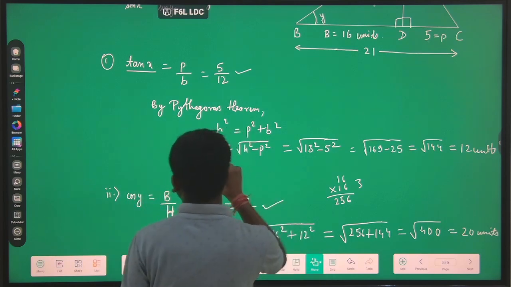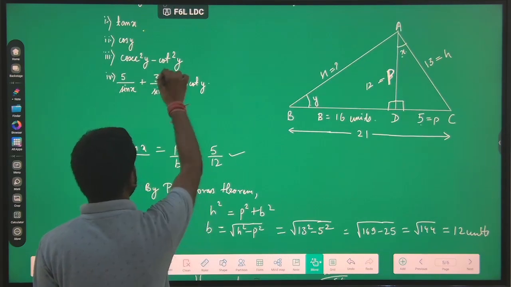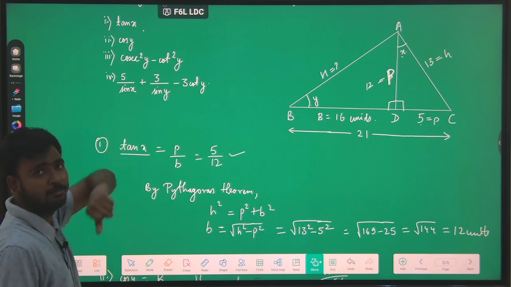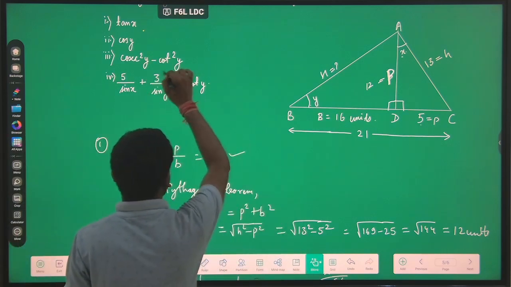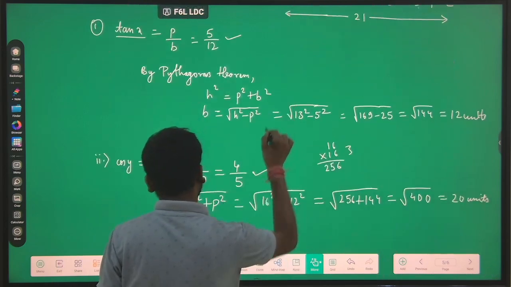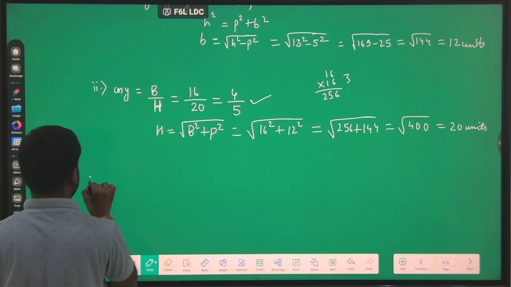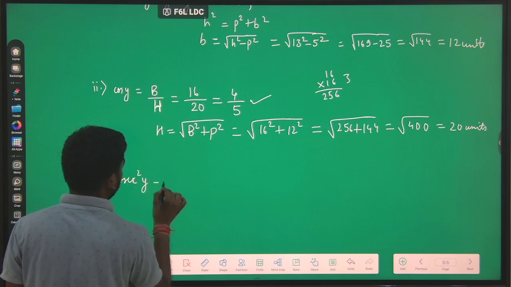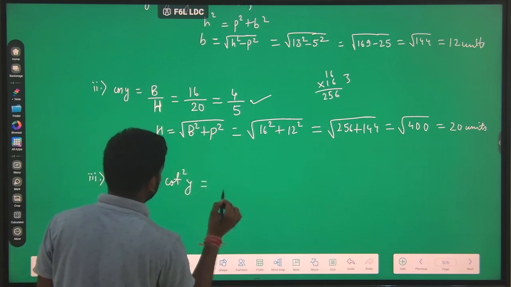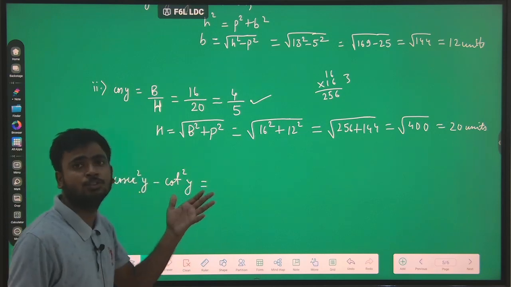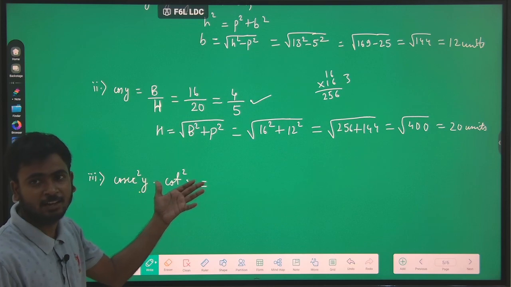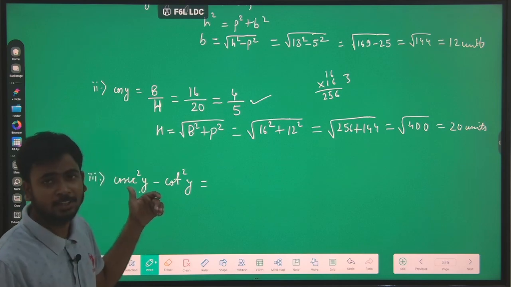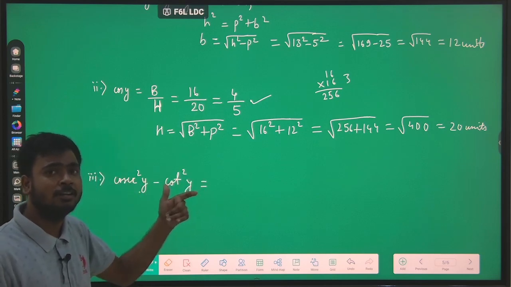Now we are moving to our third question. We have to find the value of cosecant of angle Y to the power 2 minus cotangent of angle Y to the power 2. Both are for angle Y. What will be the cosecant of angle Y? It is the reciprocal of sine of angle Y. What is sine of angle Y? It will be equal to P upon H. So the cosecant of angle Y will be H upon P.